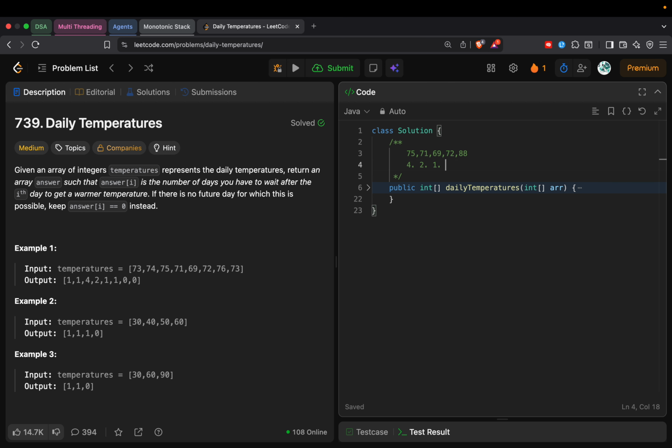For 72 it has to wait for 1 day. For 88, since there are no more temperatures, as per the problem we have to set the answer as 0.